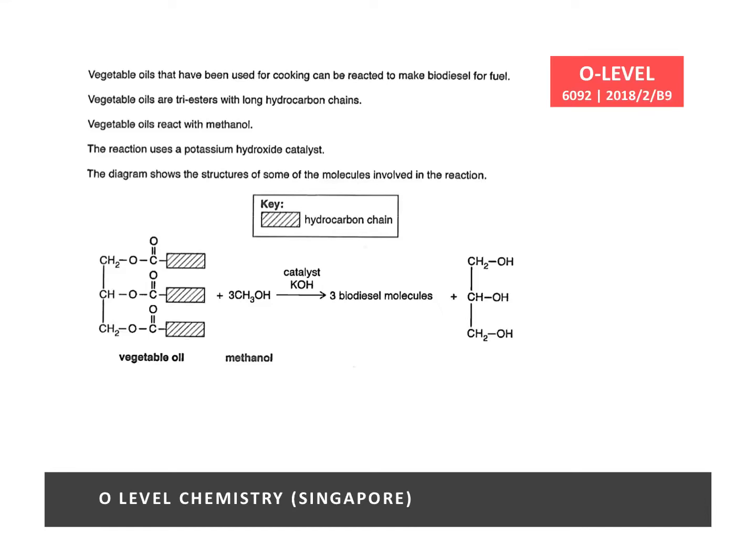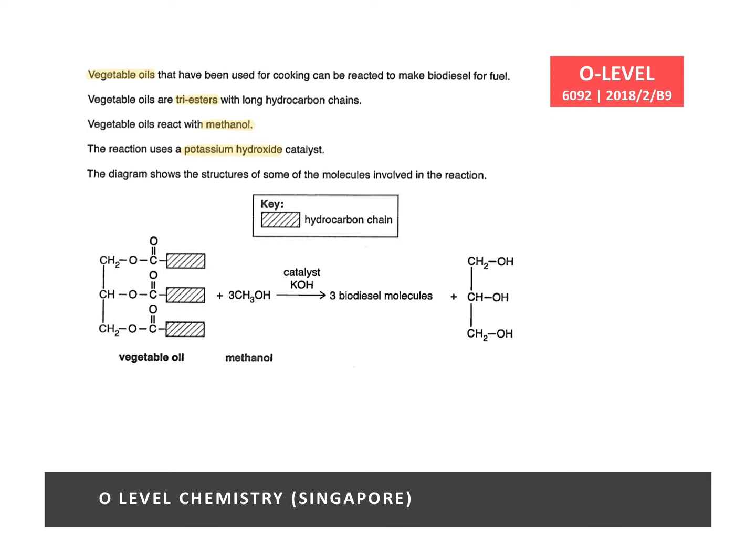Now this question is related to the chapter on alcohols and carboxylic acids, or organic chemistry in general. This question talks about vegetable oil. In the question, we are given some key pieces of information on vegetable oil. Firstly, vegetable oils are triesters. They react with methanol, and the reaction uses a potassium hydroxide catalyst.